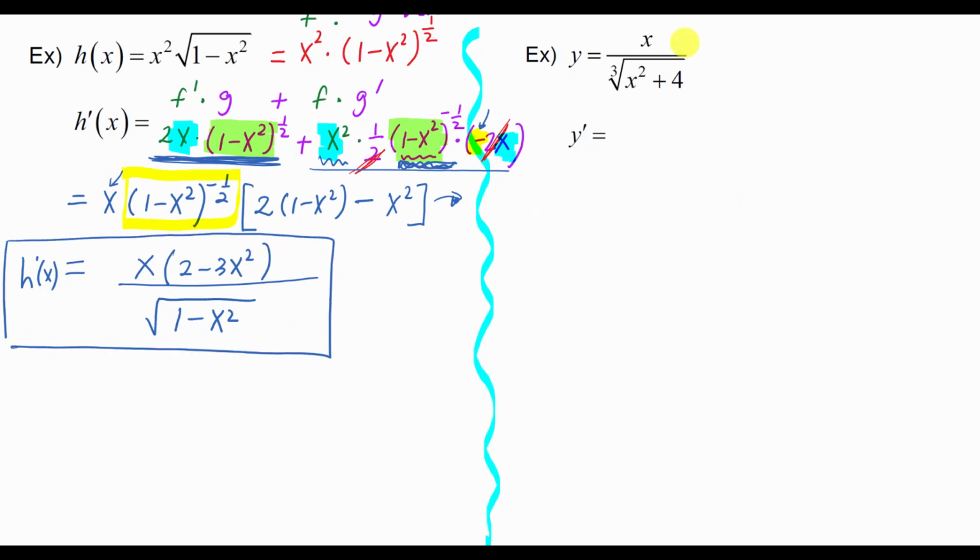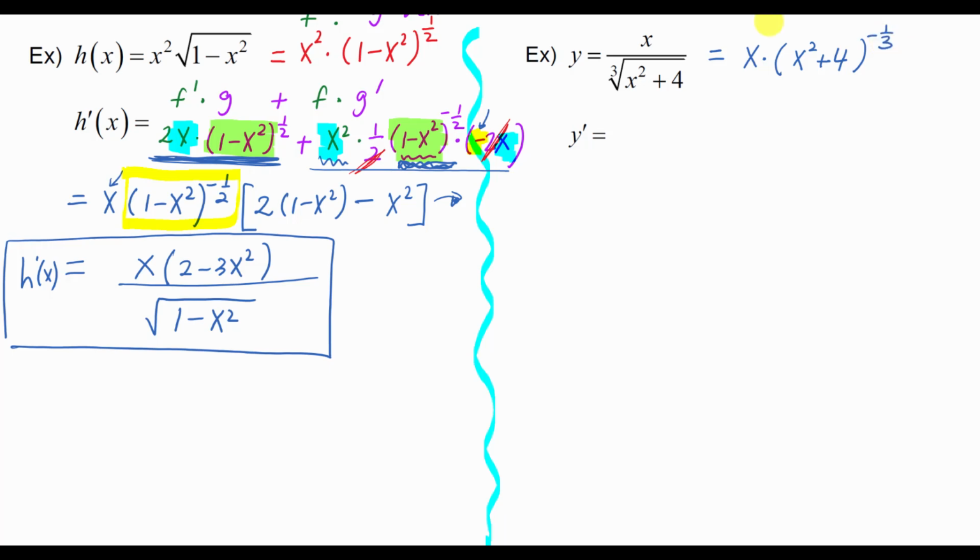Let's keep going. Y equals x over the cube root of x squared plus 4. We should rewrite this, right? And your denominator is quantity x squared plus 4 to the 1/3 power. We want to bring that to the numerator so that we would have a product, x times this quantity, x squared plus 4 to the, since you brought it from the denominator, it's going to become a negative exponent, negative 1/3 power. Okay, so again, we need to use product rule.